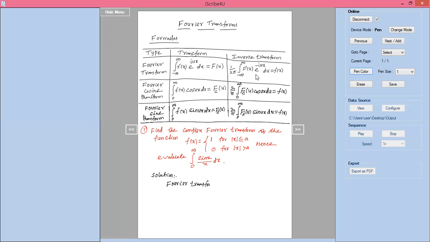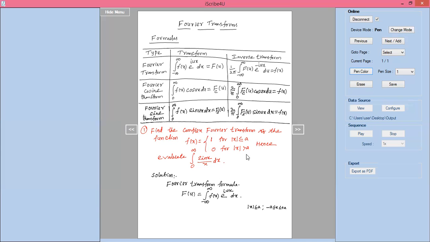The Fourier transform formula is F(u) equal to the integration from minus infinity to plus infinity of f(x) e^(iux) dx. This is F(u). Here, what is f(x)? They have given f(x) should be 1 for modulus of x less than a. What does modulus of x less than or equal to a mean? I'll write minus a less than or equal to x less than or equal to plus a.